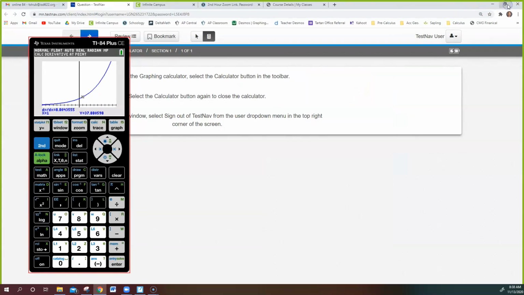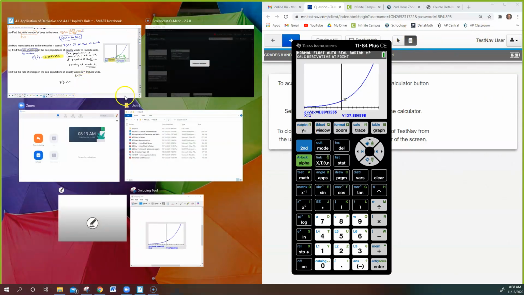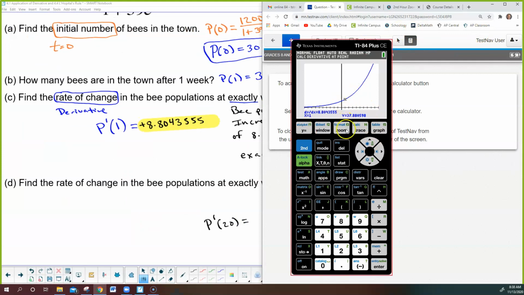This one I might see if I can, that actually doesn't do it justice. I think it's better this way. So first thing, I'm going to hit window, and then I need to see more in the x maximum. I need to see further to the right, and I got to go at least to 20. So I'm going to put 30. All right, and then hit graph.